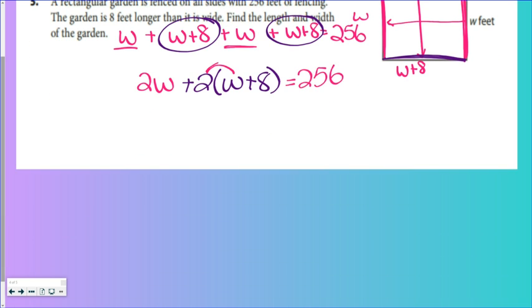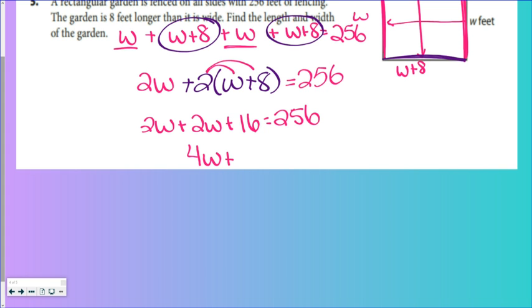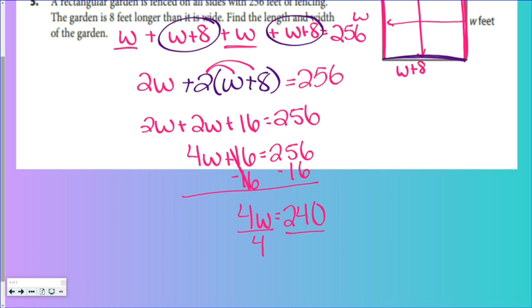So start with getting rid of those parentheses again. So 2W plus 2W plus 2 times 8 is 16. 2W plus 2W is 4W. Subtract your 16 from both sides, we get 4W equals 240. Divide by 4. W equals 60. So that's one of our measurements. W equals 60. We also need to find the length.